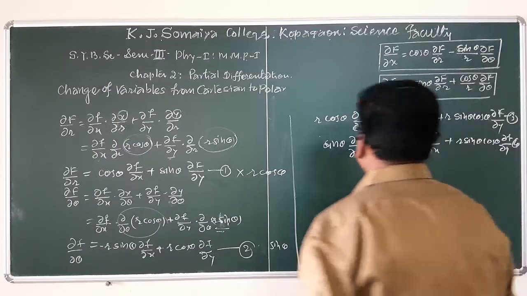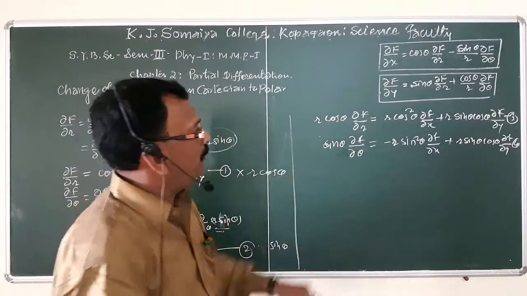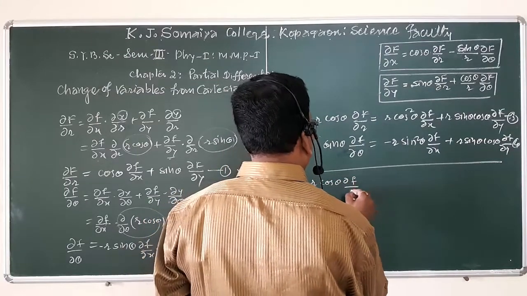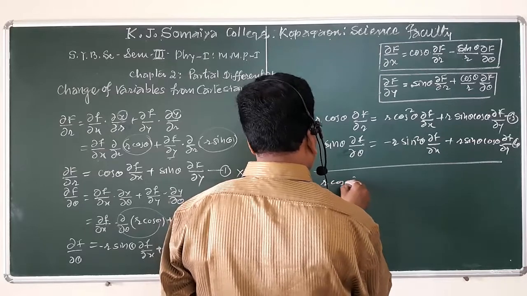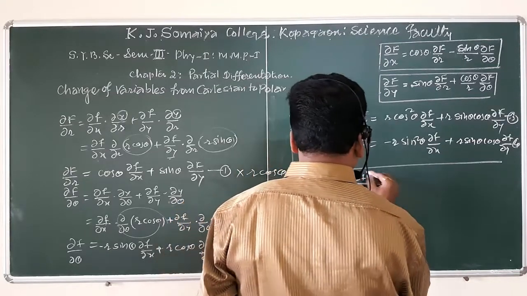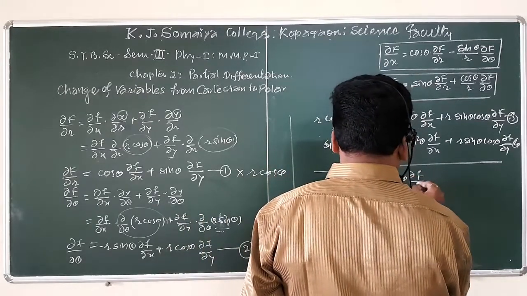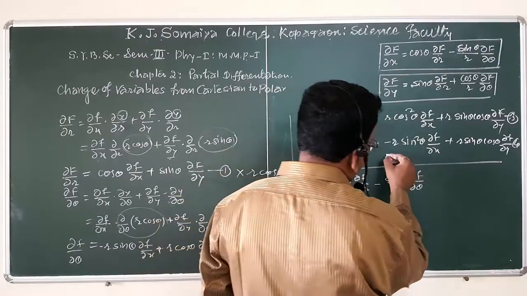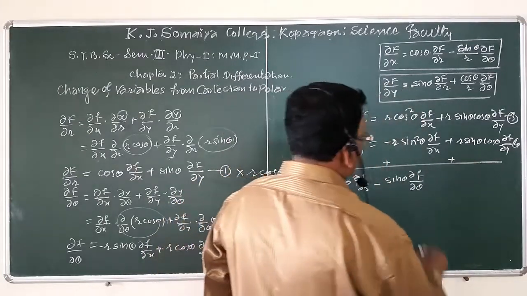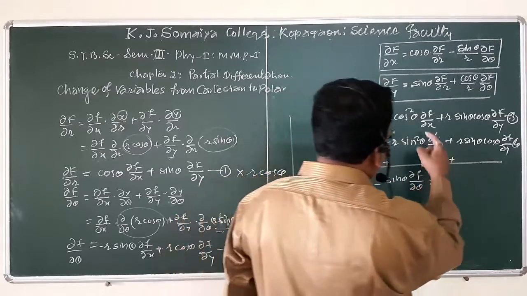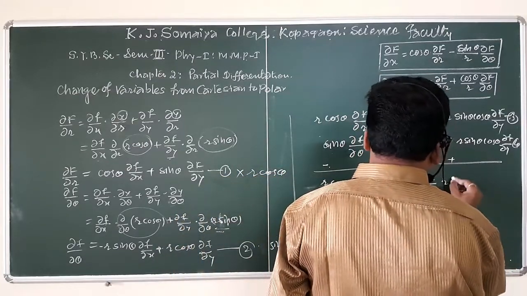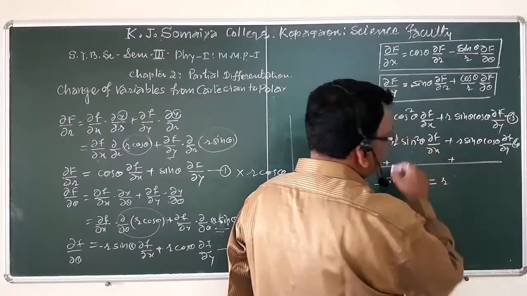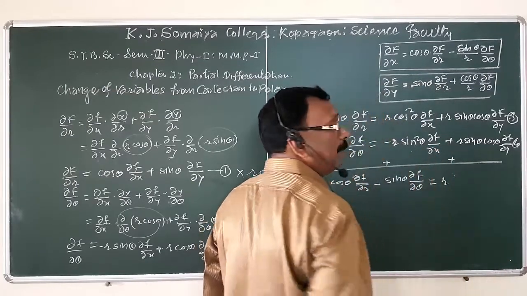This is equation 4. Now subtracting equation 4 from 3, we have r cos theta delta f by delta r minus sin theta delta f by delta theta, because during subtraction plus becomes minus, and minus becomes plus. Therefore the right side is r common, and in the bracket cos square theta plus sin square theta, or sin square theta plus cos square theta, which we know is equal to 1.